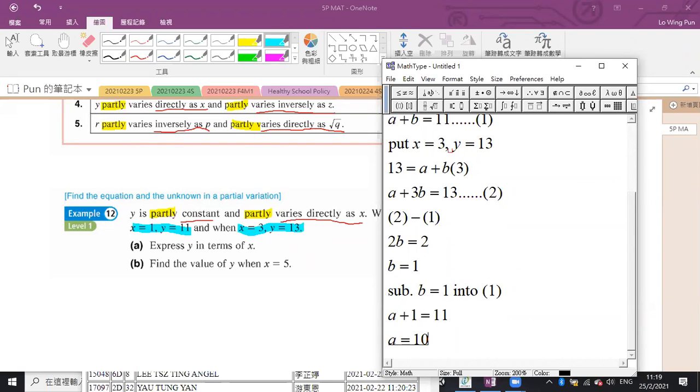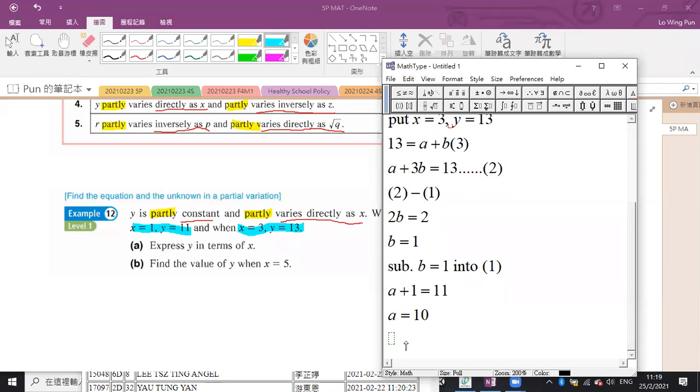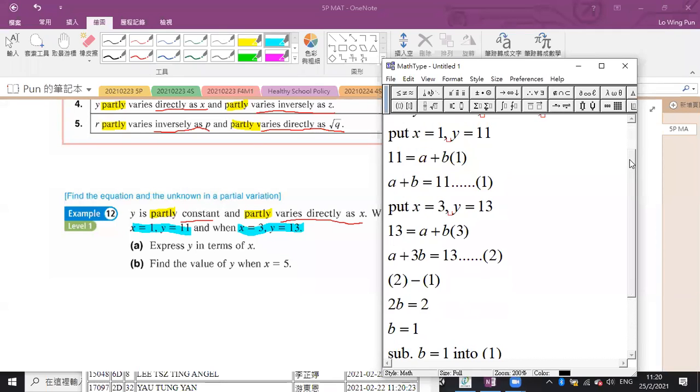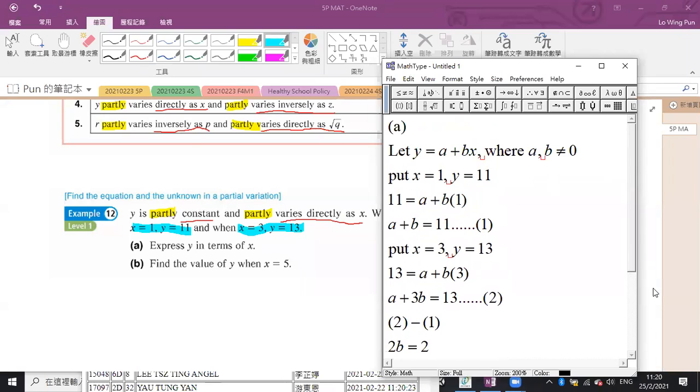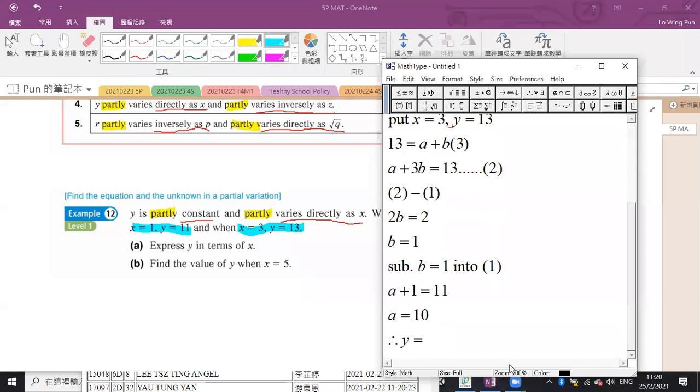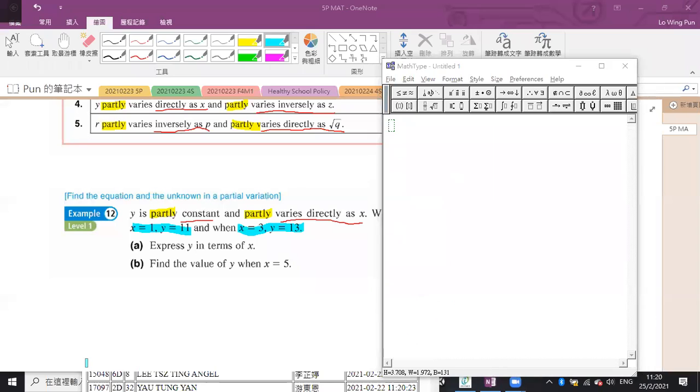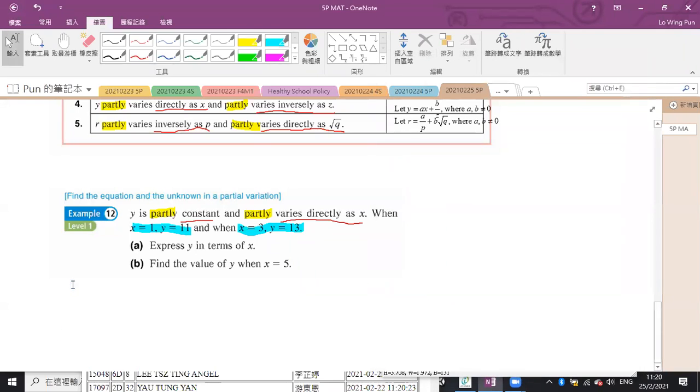Okay? After finding out the values of a and b, we can write down the complete information of our equation. Therefore, y is equal to what? I forget. It should be a plus bx, right? But we have already found that a is 10, b is 1. So it is 10 plus 1x, or just 10 plus x. And that is the answer of part a.